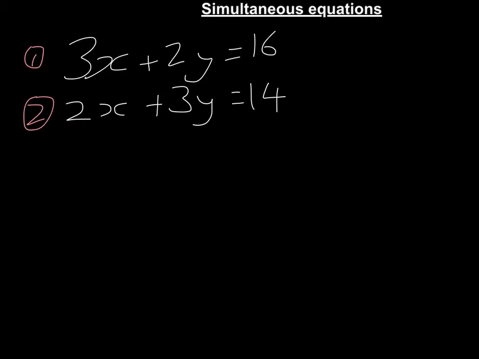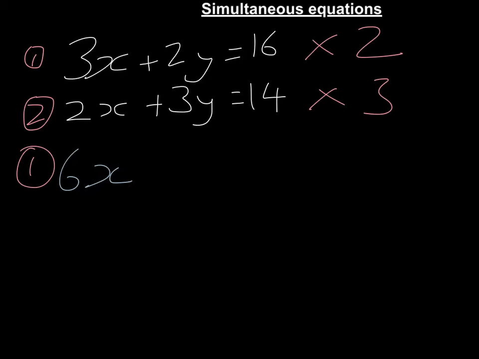So for the first equation here, I'm going to be timesing it all by 2. So I write out times by 2. And for the second equation here, I'm going to be timesing it all by 3 up here. So, equation 1. 3x times 2 gives me 6x. 2y times 2 gives me plus 4y. And double 16 is 32. Equation 2 now.